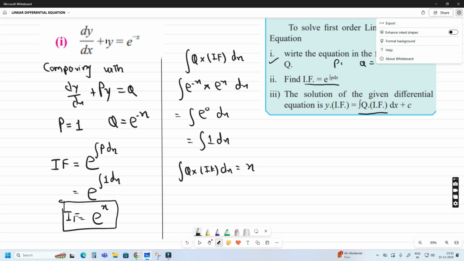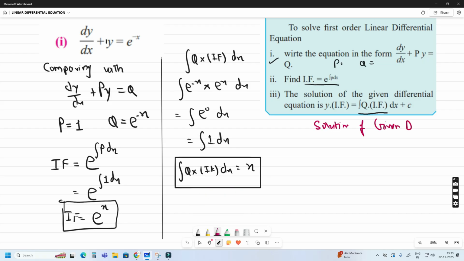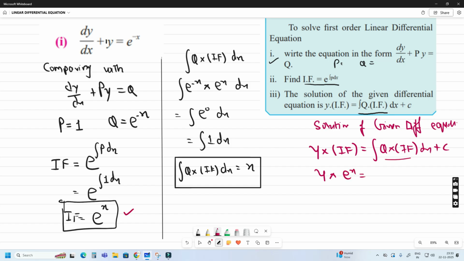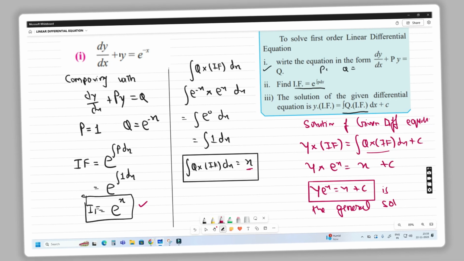Okay, so now we need to find the solution of the equation. So we can say that therefore the differential equation is, so the formula is y into if is equal to integration of q into if dx plus c. ओके, तो y into if, y ऐसे ही रहेगा, if की जगह पे you have to put e raised to x is equal to q into if का वैल्यू आपने यहाँ पर निकाला, that you are getting as x, and then plus c. y e raised to x is equal to x plus c, इसको हम ब्रैकेट में रख देंगे, and then you will write, is the general solution.